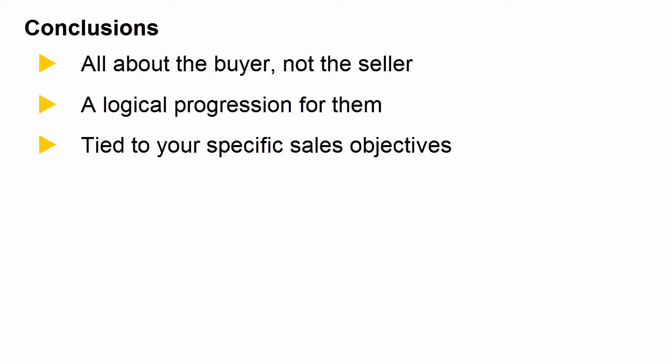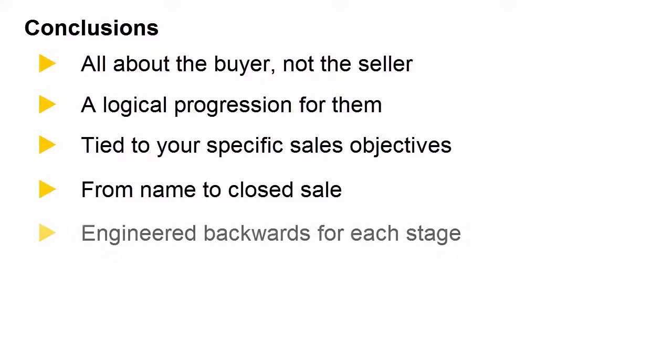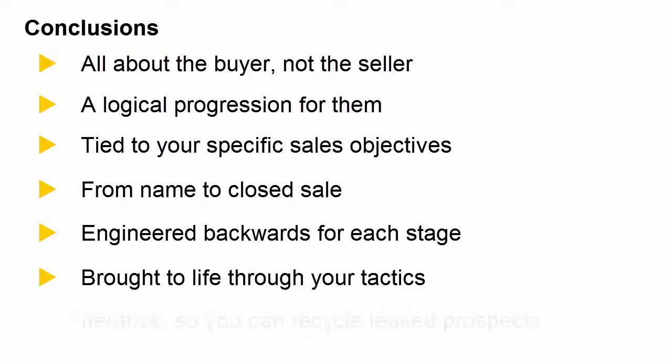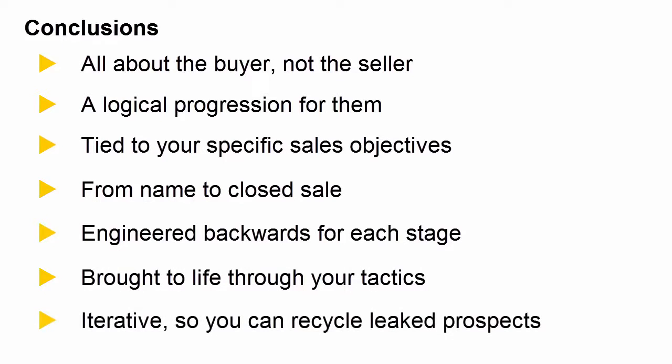Tie it to specific sales objectives. How many sales are you trying to achieve? And make it end-to-end from name to close sale. Engineer it backwards for each stage so you know how many buyers you need at each stage, and bring it to life through great tactics. Make it iterative so you can handle recycle leaked prospects. Let me share with you the sites that I looked at today and argue why we need to change the funnel process as I just explained.